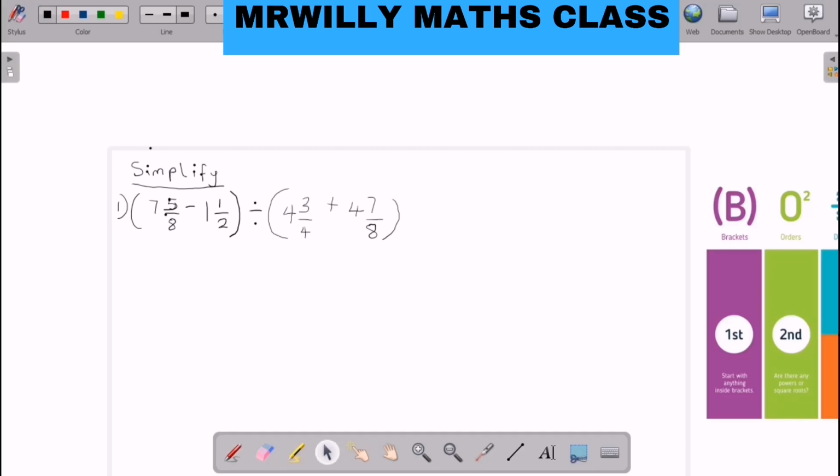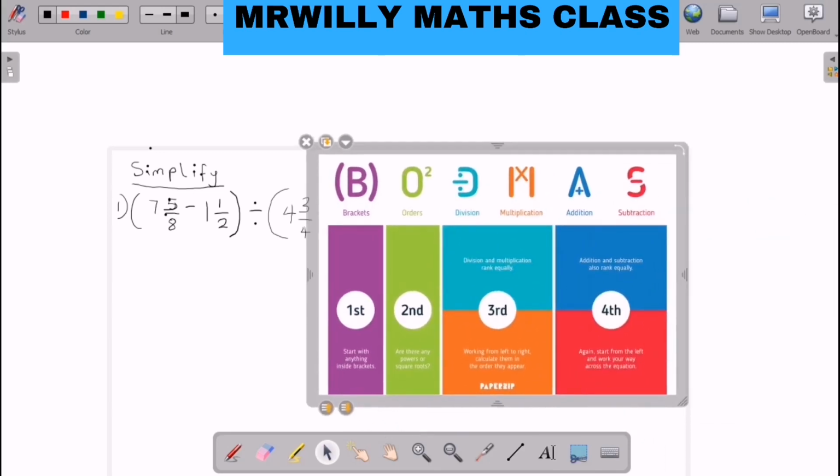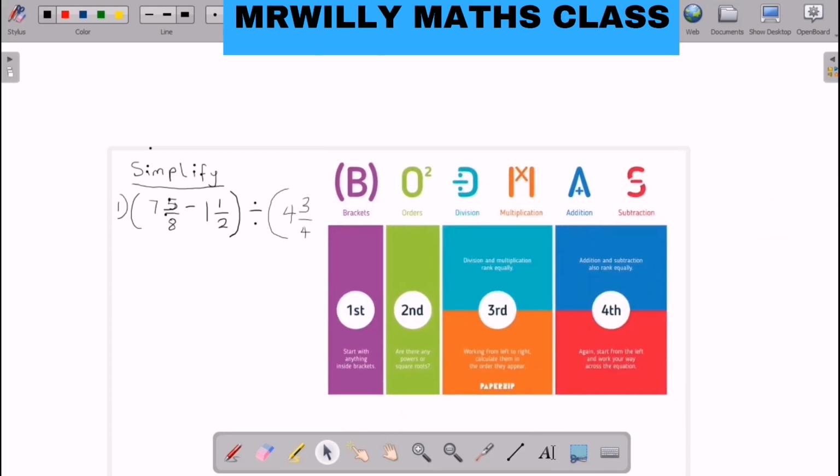And what is Bodmas? Bodmas is just an acronym. That is BODMAS. Your B stands for bracket. Your O stands for order. Your D stands for division. Your M stands for multiplication. Your A stands for addition, while your S stands for subtraction.